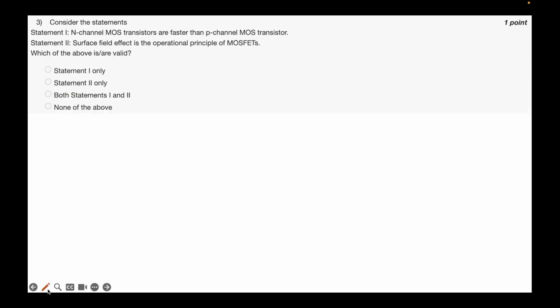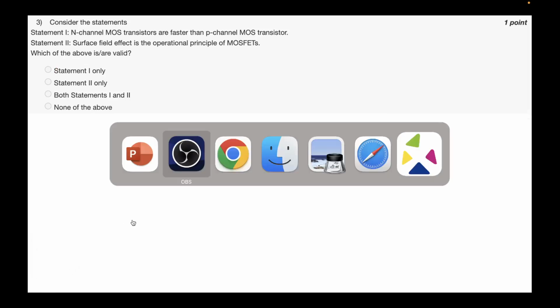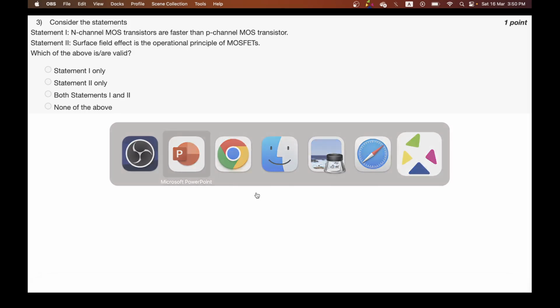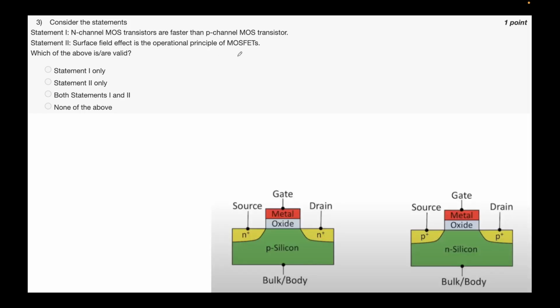Okay, so the next problem that we have over here pertains to, so consider the following statements. The n-channel MOS transistors, or NMOSFETs, are faster than PMOS. Second, surface field effect is the operating principle of MOSFETs. So let's first talk about the first point. Which are faster?